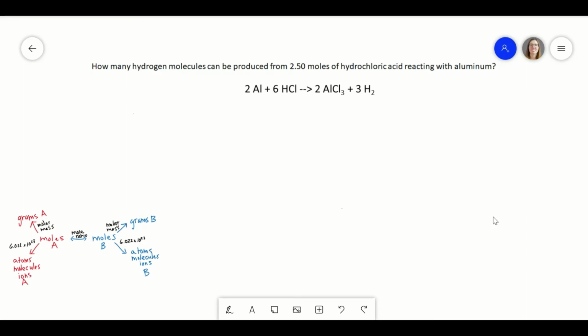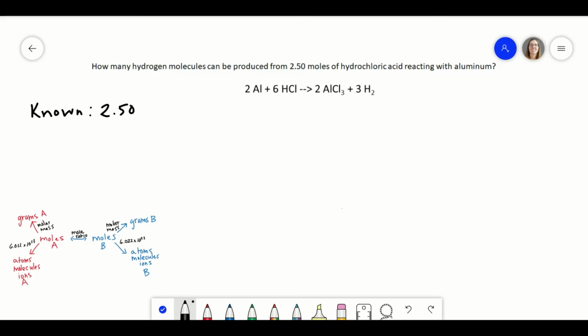Once we've established that, we can write down the information that is known. And so for this problem, we know we have 2.50 moles of hydrochloric acid, HCl. We also know the balanced chemical equation. And then what we're trying to solve for is important to realize. And in this case, we're trying to solve for hydrogen molecules. So molecules of H2.